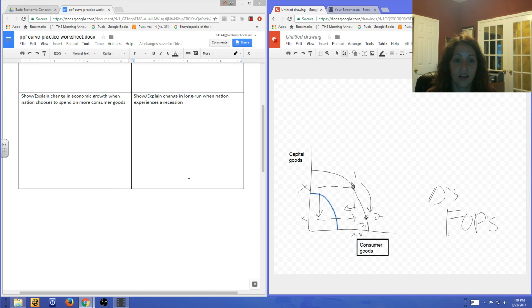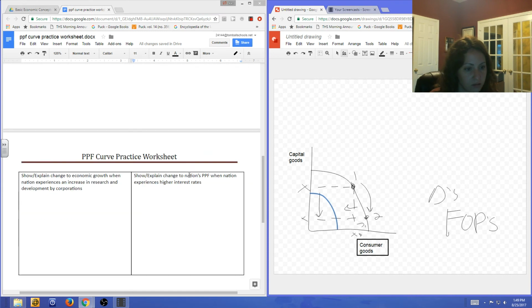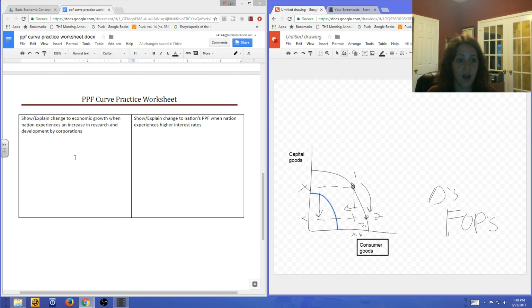So if you have a situation, let's go down to the last box on the left. This is kind of the opposite. If you have a situation where it's just the opposite, the opposite will happen. Show and explain a change in economic growth when the nation experiences an increase in research and development by corporations.